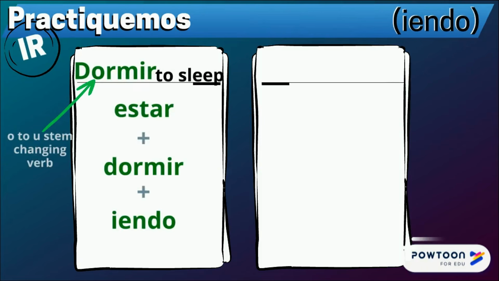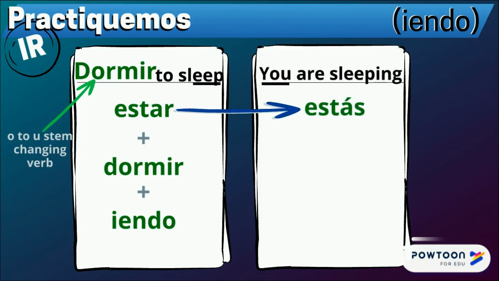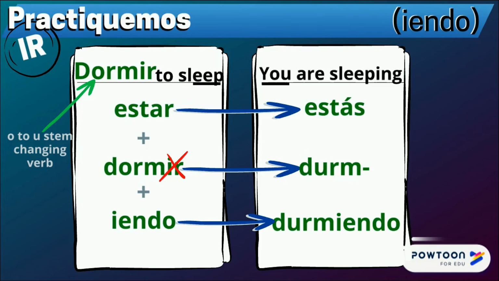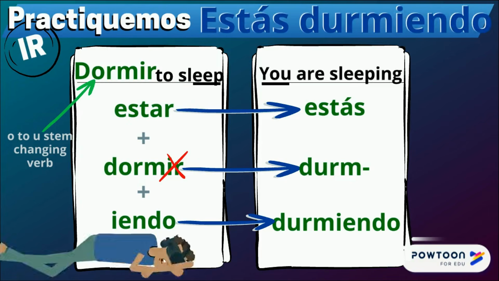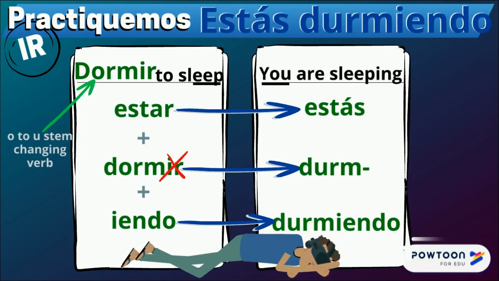IR verbs also use the yendo ending. Let's use the verb dormir, to sleep. To say you are sleeping, we conjugate estar to match the pronoun tú. Next, we drop the IR ending from dormir, and finally we add the yendo ending. This gives us estás durmiendo. You are sleeping right now.